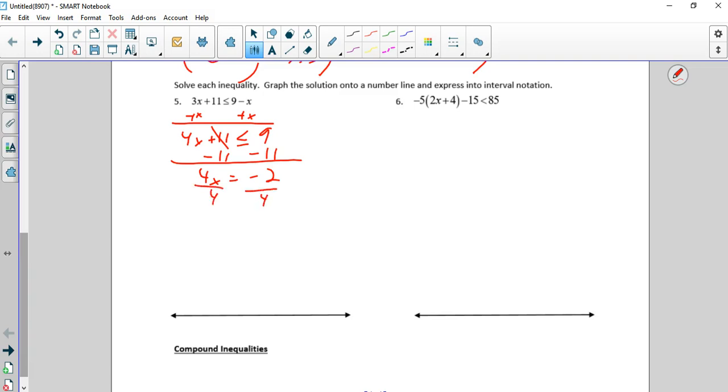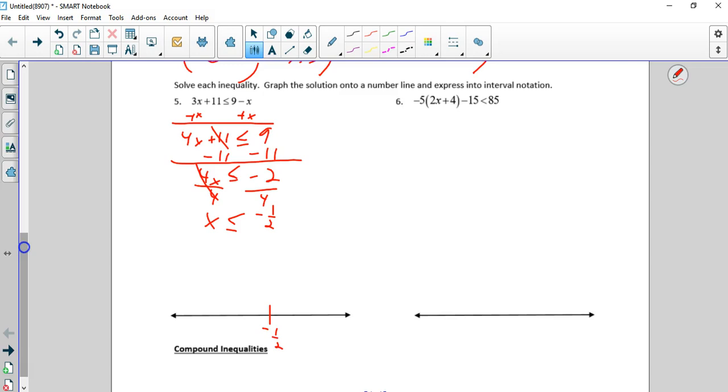I divide, and I get x less than or equal to negative 2 over 4, or negative 1/2. I still have not flipped the symbol. In fact, the whole reason I'm not flipping the symbol is because at the beginning, I moved my x's over to the left and kept it positive. So that is the answer. That's the solution. Now I'm going to graph it.